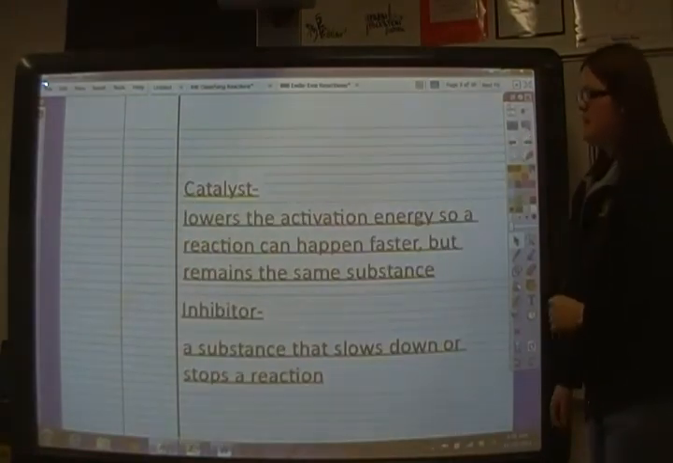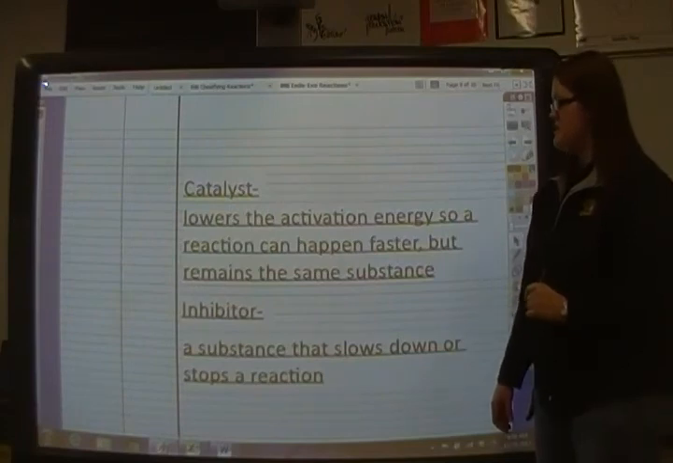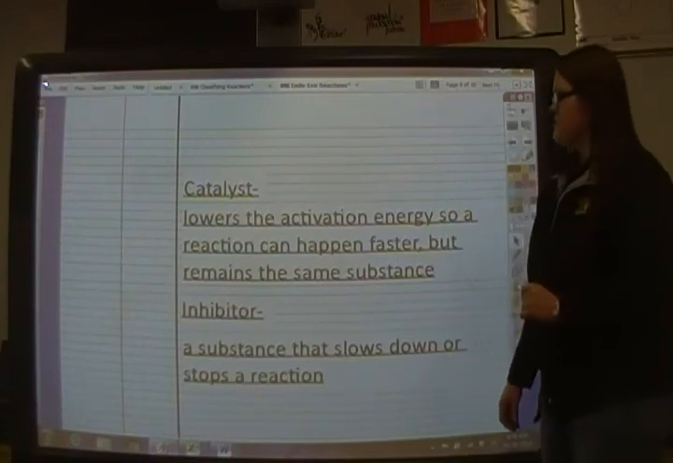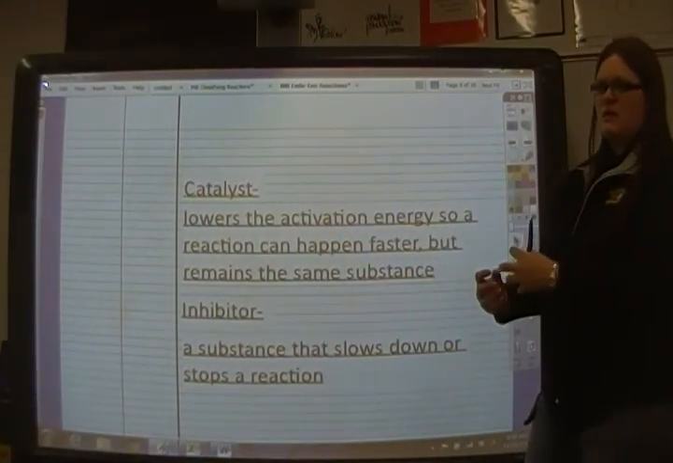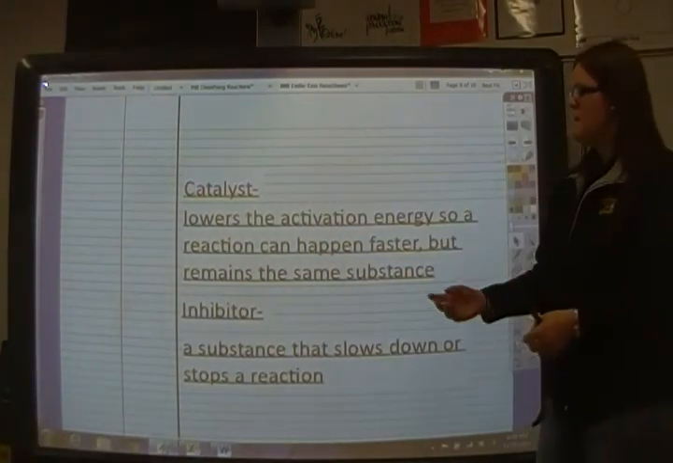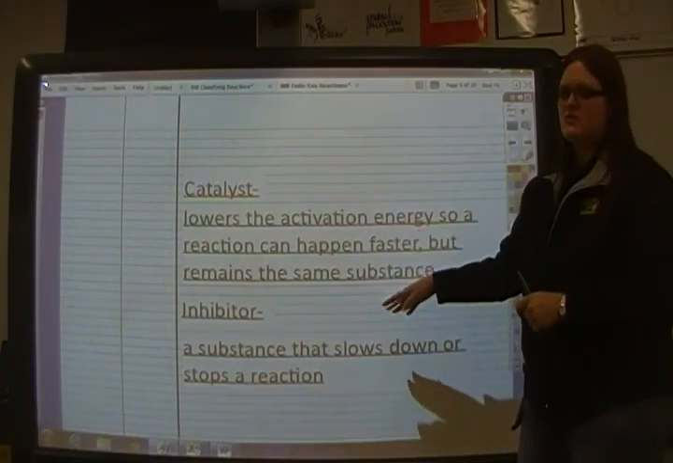The next one, catalyst. A catalyst lowers the activation energy so that a reaction can happen faster, but the substance itself remains the same. The catalyst itself does not participate in the chemical reaction. It does not change into something new. It simply lowers the amount of energy needed so that the reaction can happen faster.